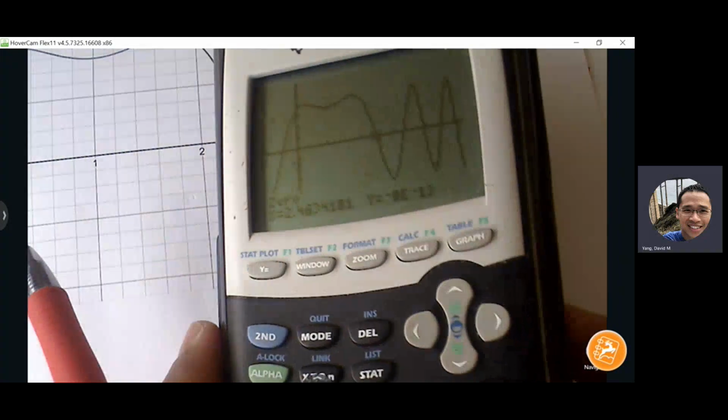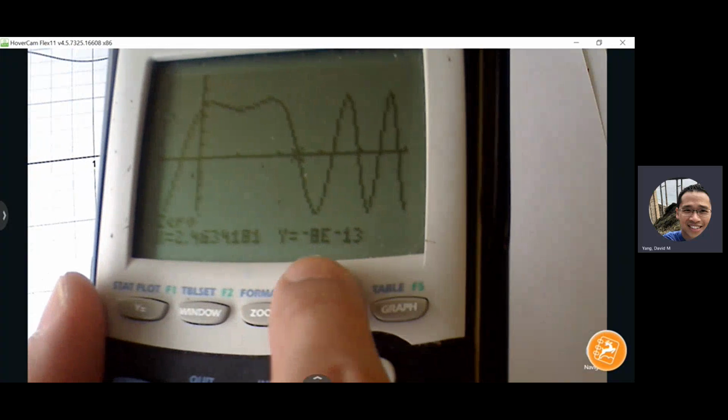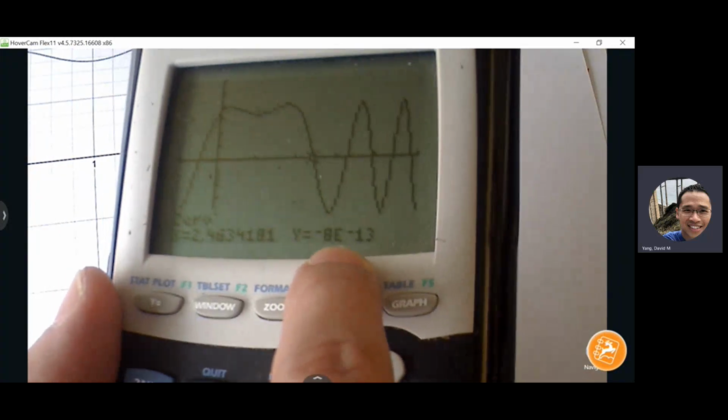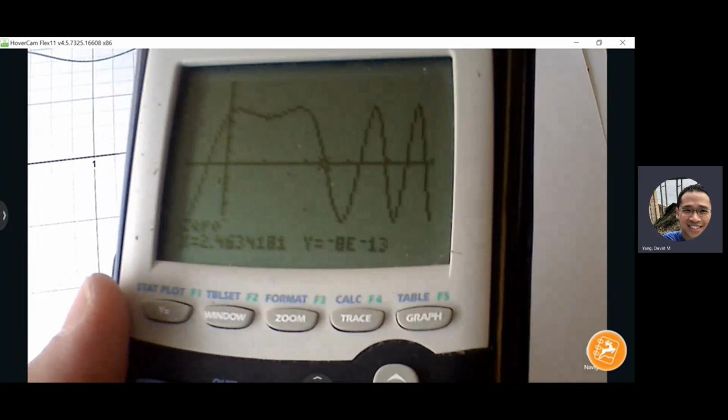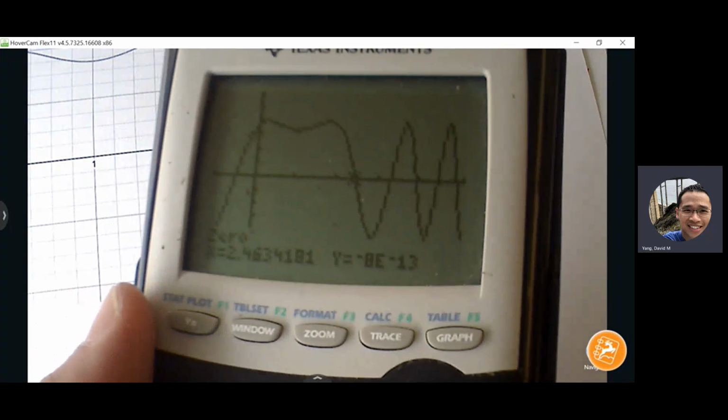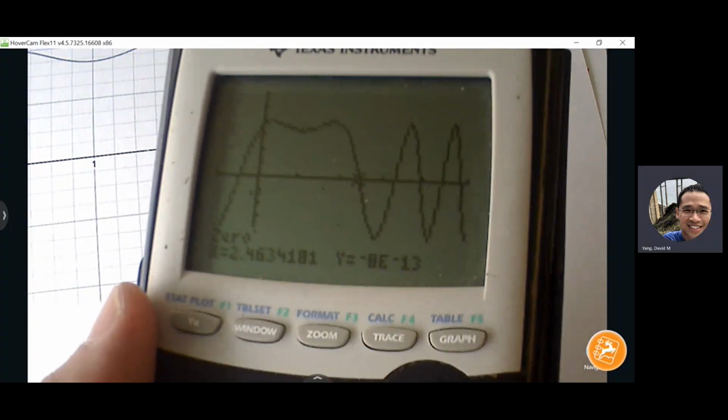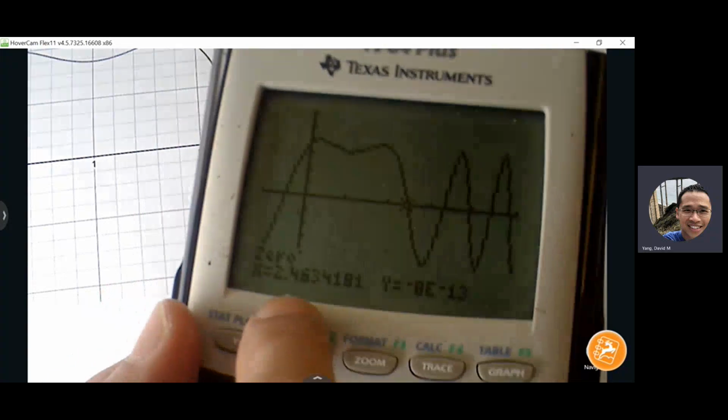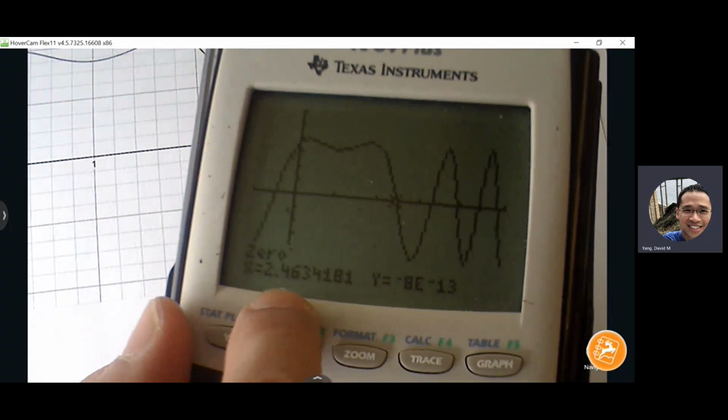Did you get 2.463? Okay. Now, your y value may show something strange like negative e to negative 13. That's just basically saying it's really close to 0. I wish they would just round it to 0, but that feels confusing. But that's basically your x-intercept, 2.463.